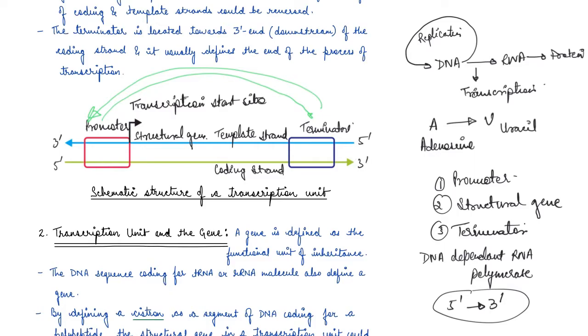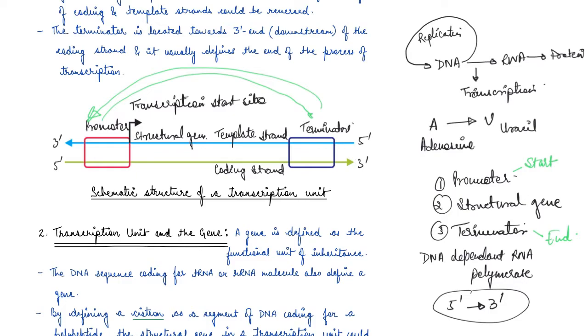Now the terminator is located towards the 3' end, which is downstream of the coding strand. Again, I'm talking with reference to the coding strand. So the terminator is located towards the 3' end of the coding strand, and that defines the end of the process of transcription. So this defines the start of transcription, and this defines the end of transcription. Now there are additional regulatory sequences as well, which may be present further upstream and downstream to the promoter, right?